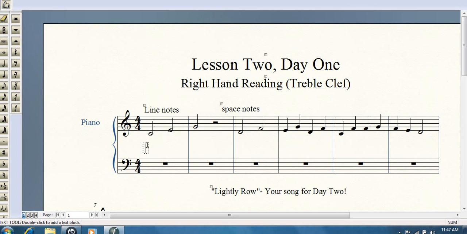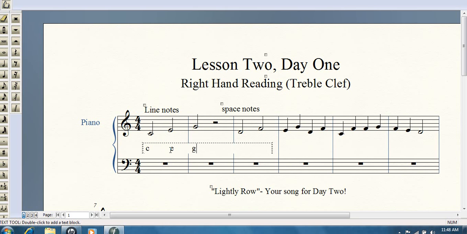Okay, let's get our text box here, and hold on a second. There we go. Took a second. Okay, this note right here is called C. This is called E, and this is called G.